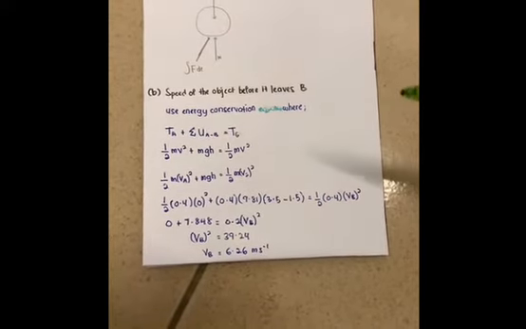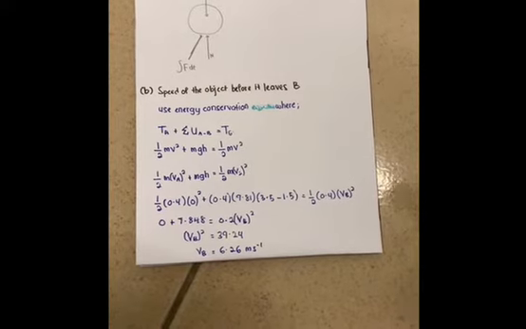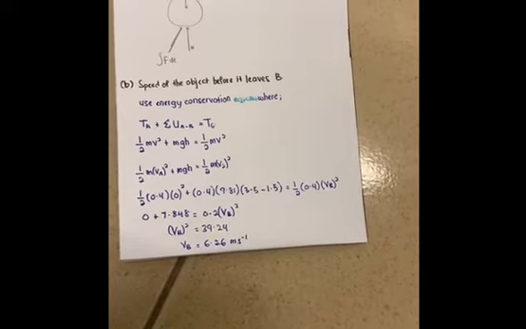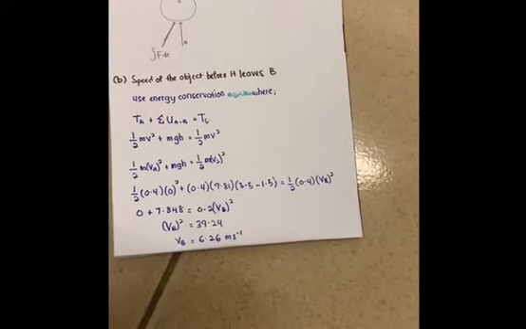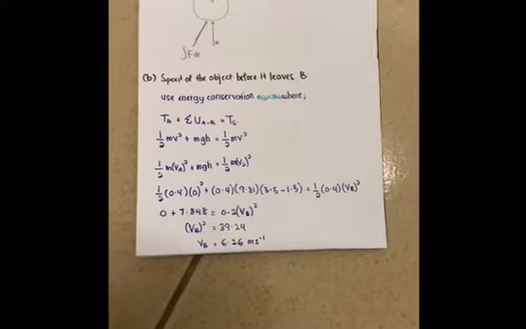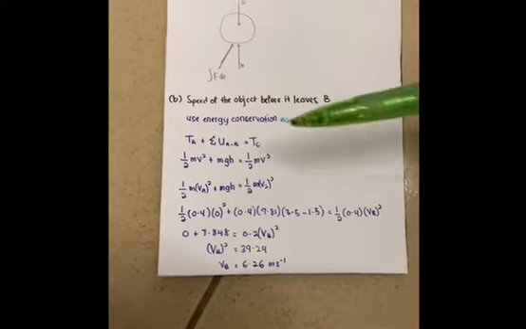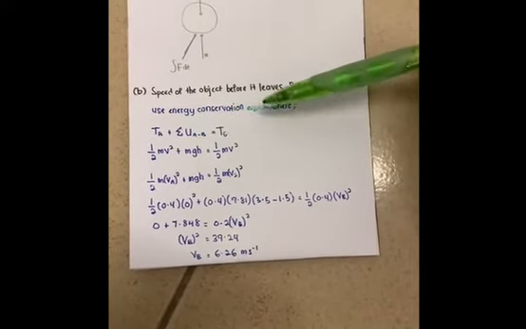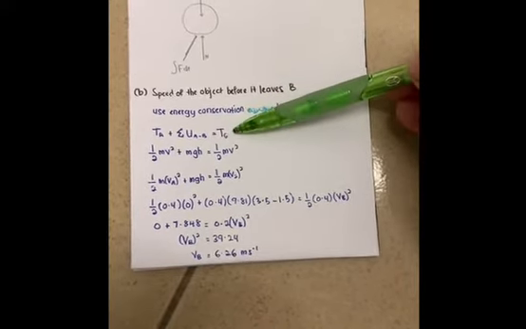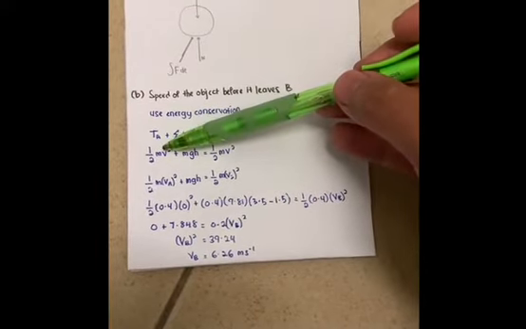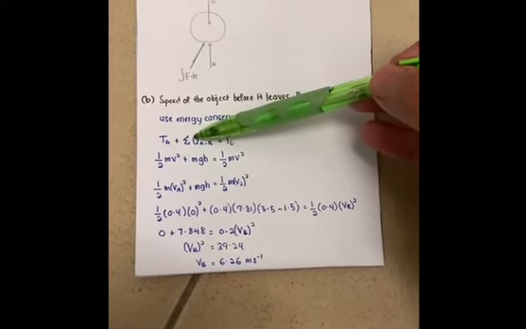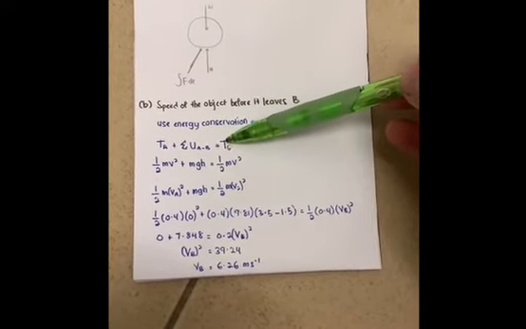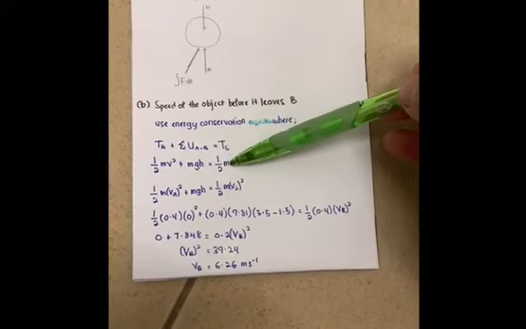For question 1B, the question asks to calculate the speed of the object just before it leaves the surface at B, also known as VB. For this question, the formula of conservation of energy can be used. The formula is TA plus summation of U A to B equal to TB. TA represents 1/2 mv square, while summation of U A to B represents mgh, and the last one is TB, represents 1/2 mv square.